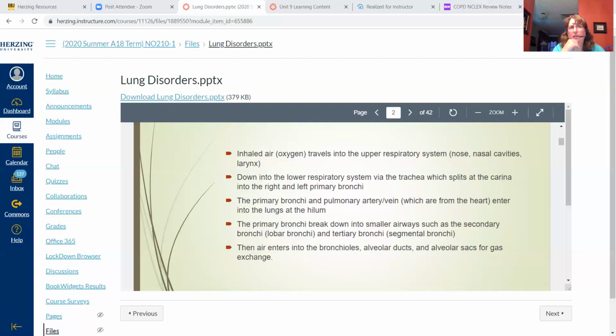Administer bronchodilators. So the bronchodilators would be like your albuterol. That's going to open up those airways so that they can move air a little easier. You're also going to administer oxygen. You want to see their oxygen saturation between 95 to 99%.